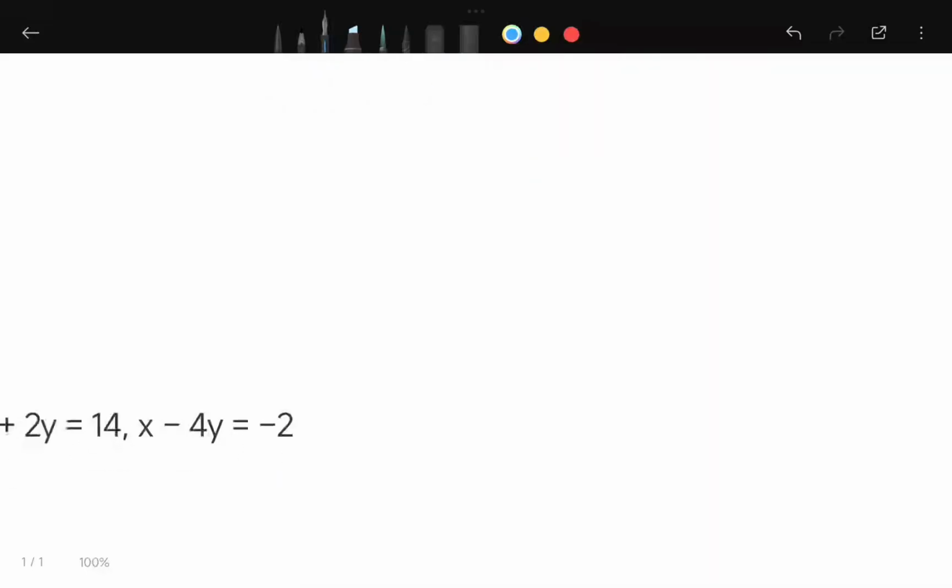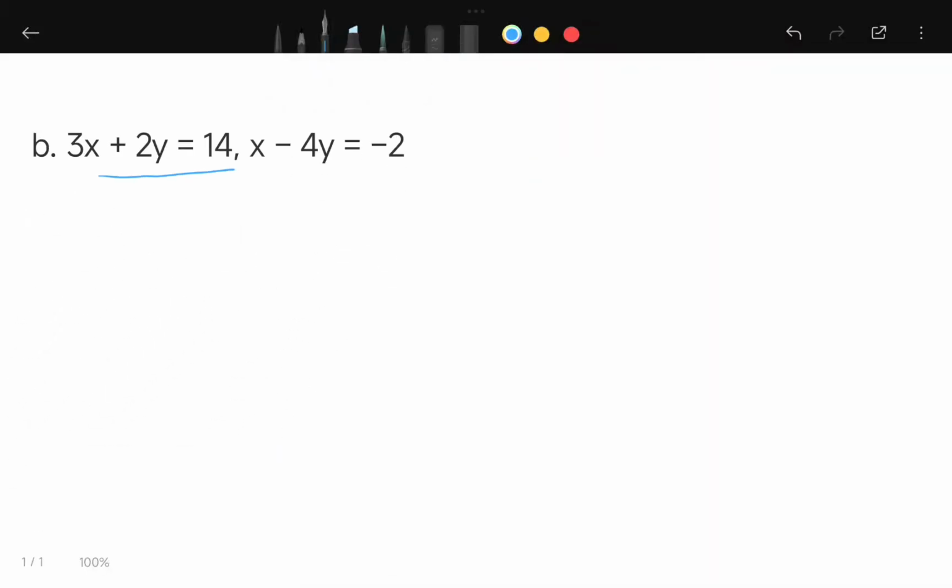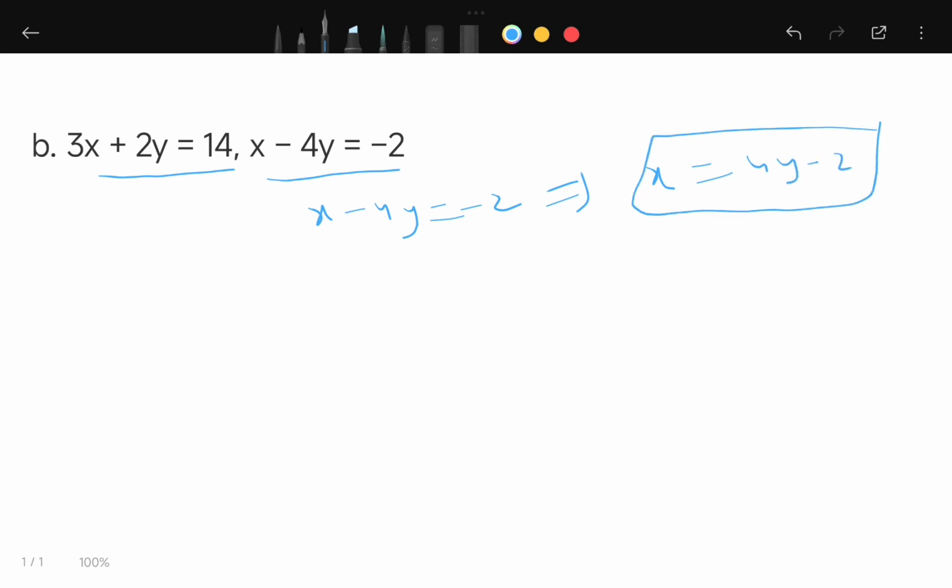Now let us move on to the second problem. 3x plus 2y equals 14, x minus 4y equals minus 2. Now again, x minus 4y equals minus 2, which implies x equals 4y minus 2. So let us replace this in the first equation. Sorry, x needs to be replaced, right?